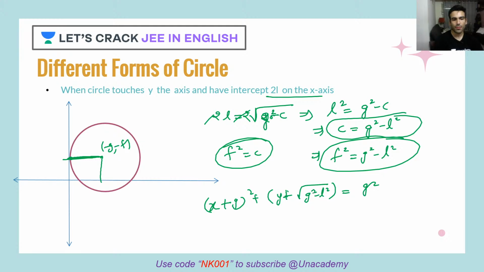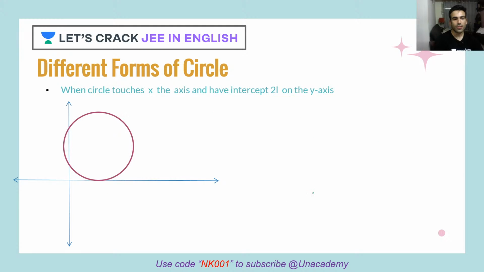Let's move ahead. When the circle touches the x-axis and has an intercept 2l on the y-axis... When the circle touches the x-axis, that means what? Minus g minus f. So the radius will be what? Minus of f for sure. True? Mod of minus f. So this is clear to me.